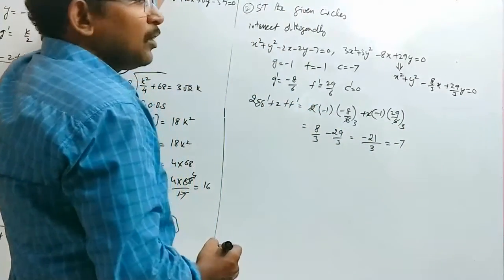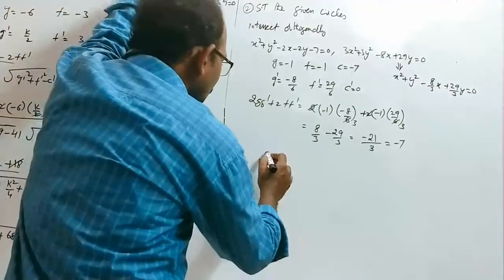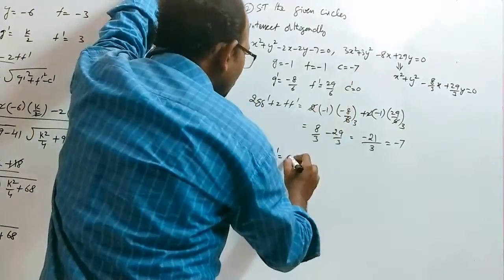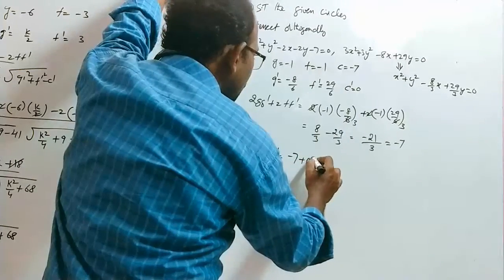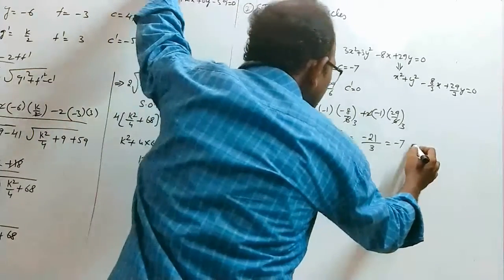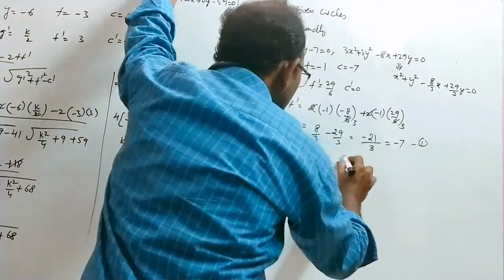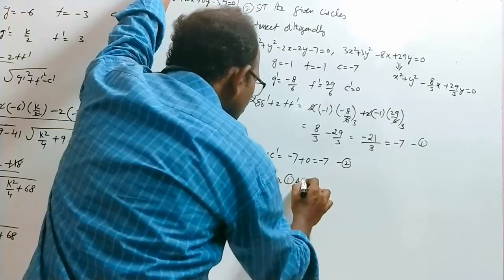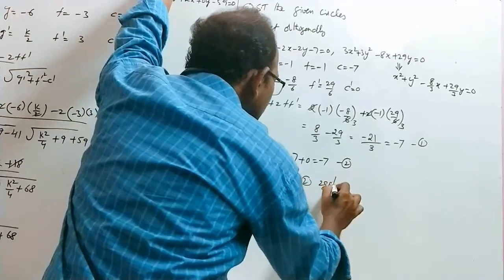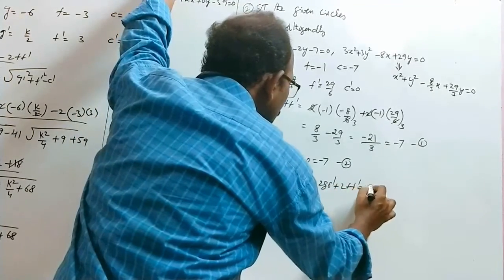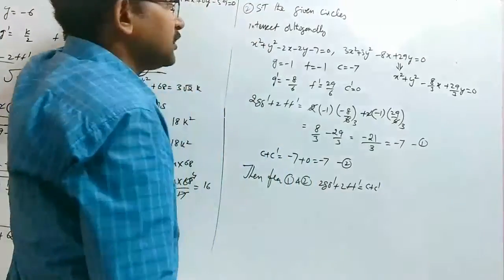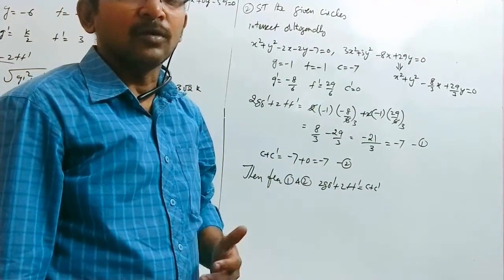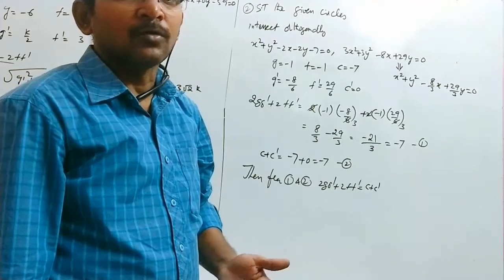Now let us find the value of c plus c dash also. Therefore c plus c dash is equal to, then c is minus 7, c dash is 0, which is also equal to minus 7. Say this is 1 and this is 2, then from 1 and 2, 2g g dash plus 2f f dash is equal to c plus c dash, which is nothing but the given two circles are intersecting orthogonally. Okay, let us conclude with this one.